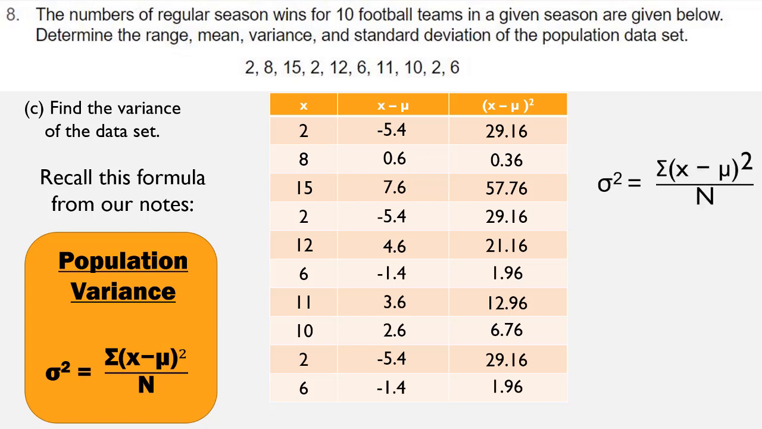So to find the variance, we're going to apply this formula that we just saw. Sigma squared equals the sum of the x minus mu's squared divided by capital N. So that means we have to add up this last column. The last column adds up to 190.4. So we have 190.4 divided by 10 because 10 was the size of this population. And 190.4 divided by 10 is 19.04. So that's our variance.